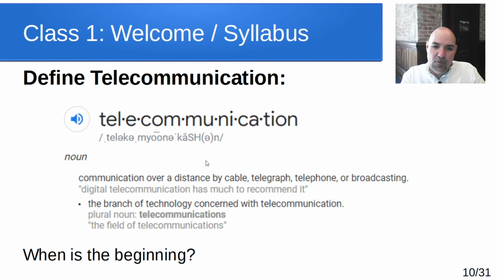Okay, so hopefully you thought of that. So when did you think telecommunication started? A lot of people that I've asked this question in classrooms are like, I don't know, around the time of the telephone or maybe the telegraph. Well, so maybe like 1850 or something like that. Well, let's actually take a look at it.